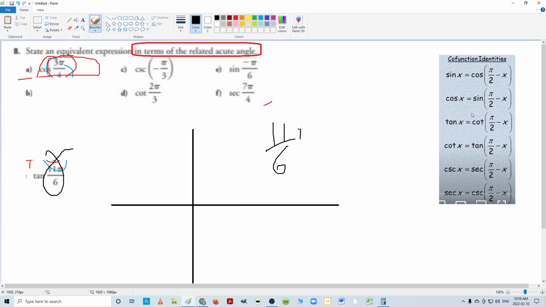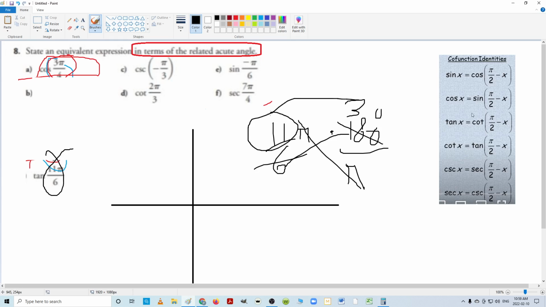Let's convert it to degrees. We multiply it by 180 divided by pi to convert to degrees. Pi's cancel. How many times does 6 go into 180? 30 times. What's 30 times 11? 330. 330 is more than 270, which is there, and less than 360, which is there, which means it's there.